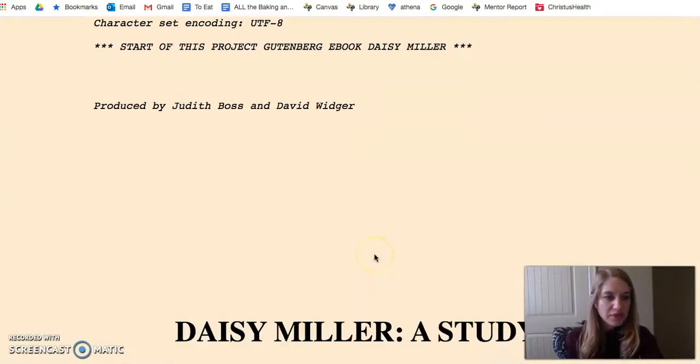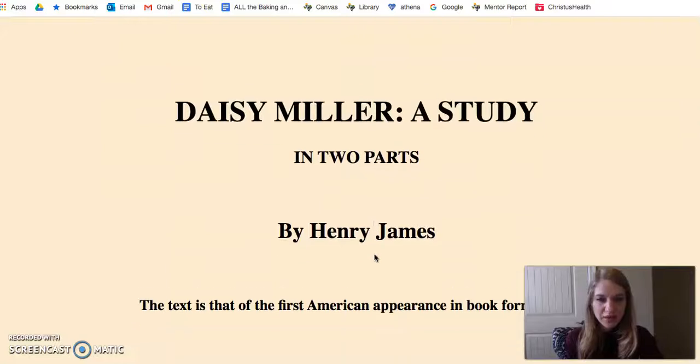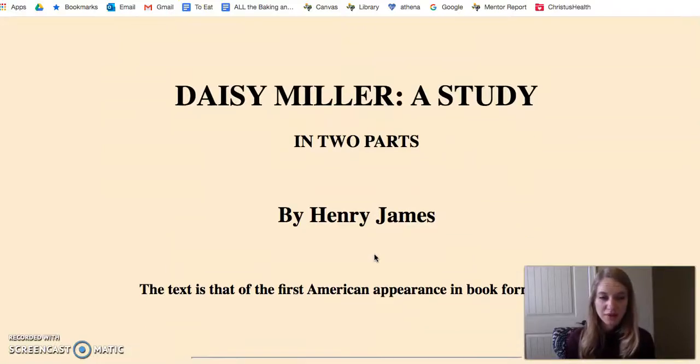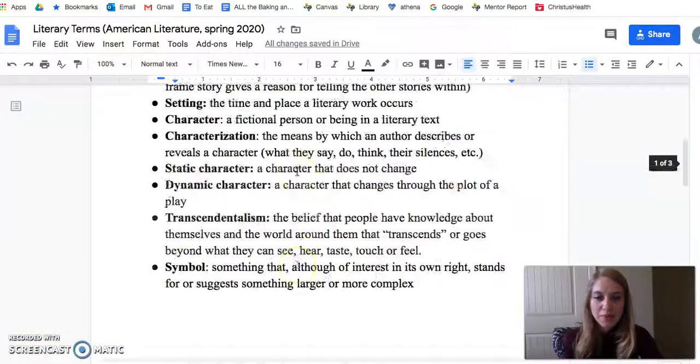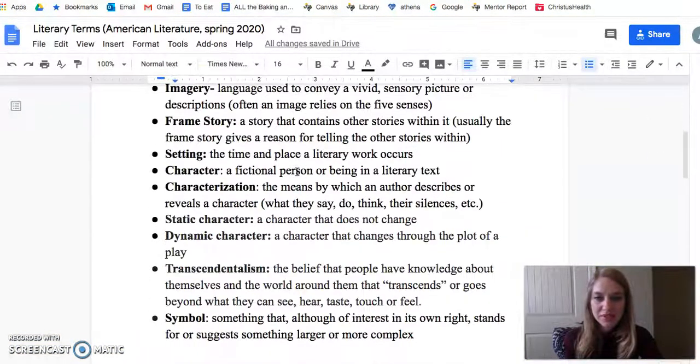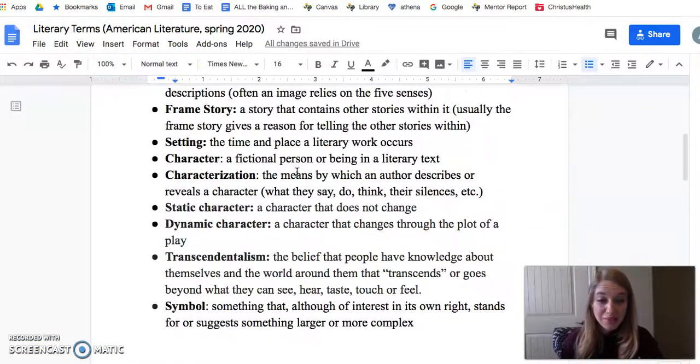But before we move into that, I want to talk about a few different aspects of the first part of Daisy Miller that you should know about. The first is setting. If you remember back in our literary terms, setting is the time and place that a literary work occurred. So we have to have those two elements. If I ask you on the test about setting, you need to know both the time period and the place.